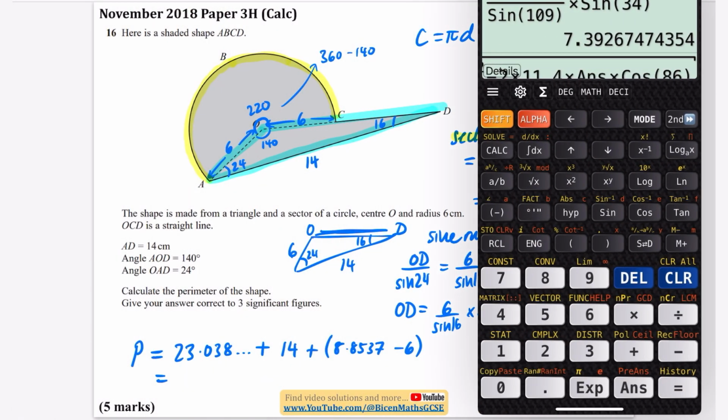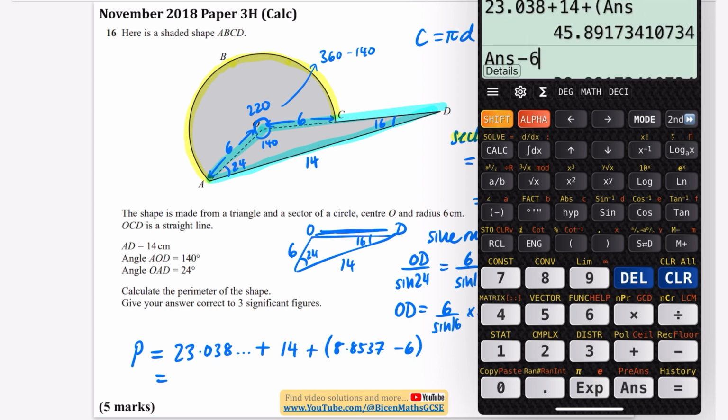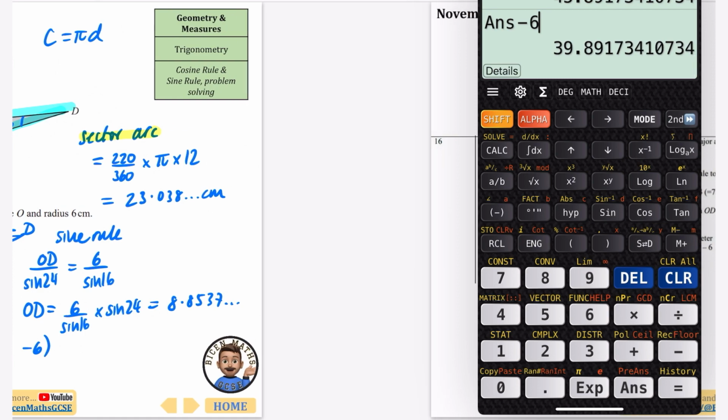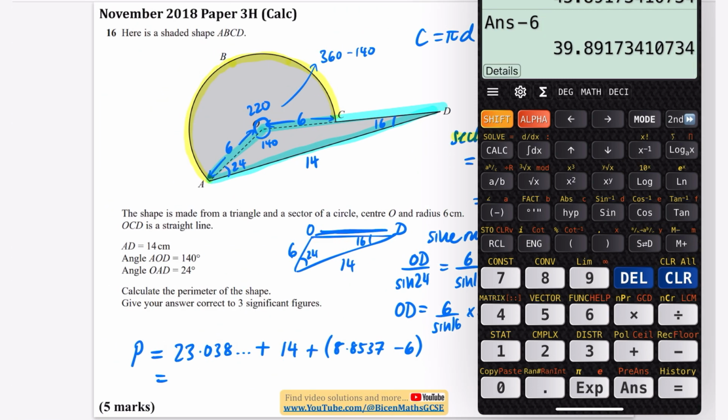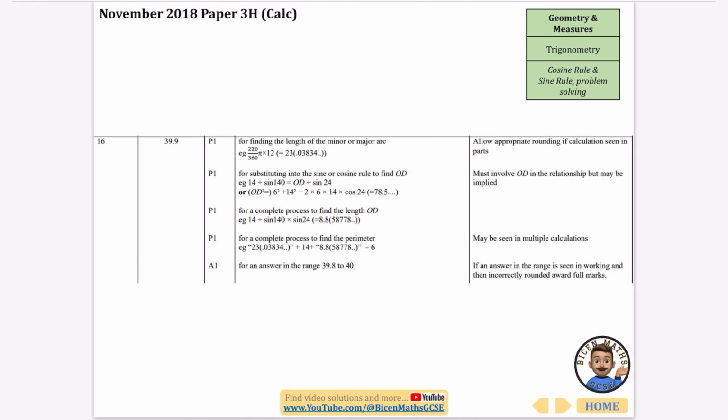So sliding the calculator back over to this side. Remember, I've got that 8.8537 stored in the calculator. So I'm going to type in 23.038 plus 14 plus the one that's on the calculator, that 8.8537 minus the 6. Oh, didn't mean to do that bit. So if I just press minus 6, it should work. Now I'm worried I've done something funny when I typed it. No, I haven't. I have done that all correctly on my calculator. I just pressed equals twice. And we get that the perimeter is 39.9 centimeters, which I can just see on the next page is the right answer that we have here.